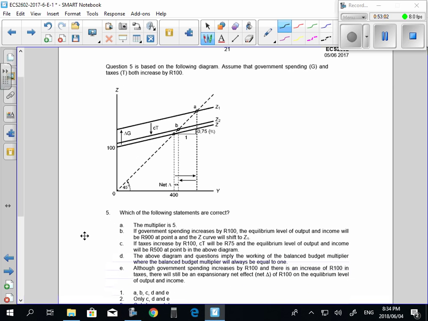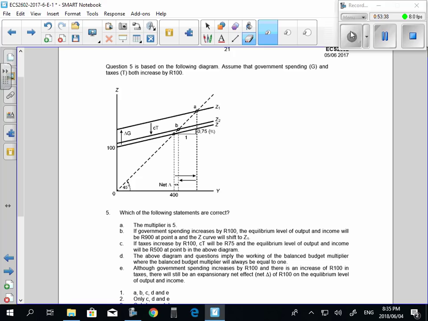Okay, question 5. Now what's happened here is government expenditure has increased, taxation has increased. We shift the curve downwards. But you can see that there is a slight increase overall in our output and income. Okay? Now this is your balanced budget multiplier, right? Where we say that a balanced budget, increase in government expenditure of 400, increase in taxes of 400, will still have an expansionary effect. Okay?